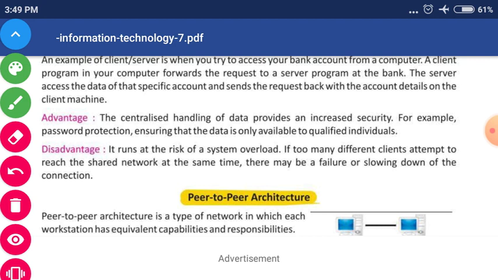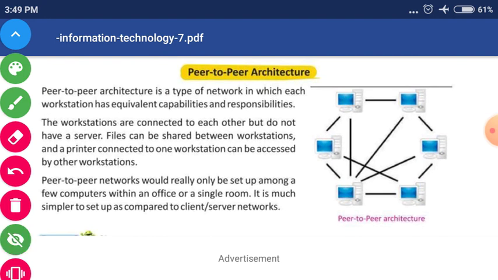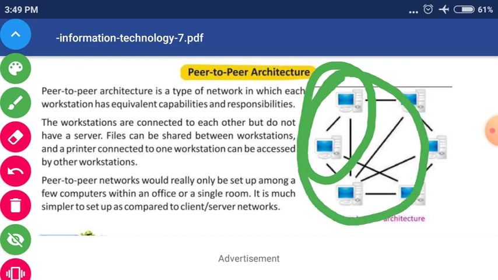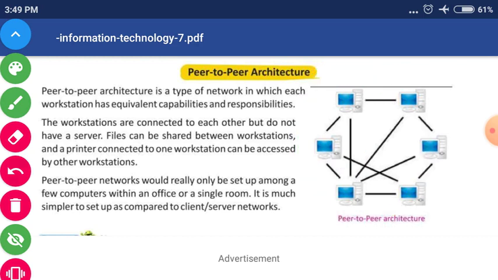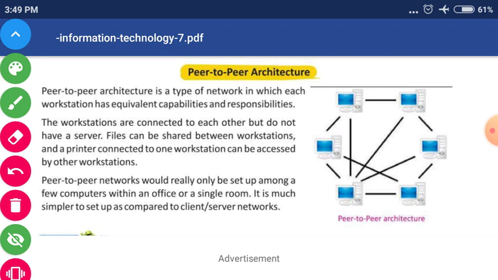The next type of architecture is peer-to-peer architecture. In this architecture, we connect more than two computers to one another, this way, as you can see in the figure. We connect this computer to this, similarly this, then this, then this. This way we can connect computers so that we can easily transfer our information or retrieve information from another computer. That's why it is called peer-to-peer architecture.